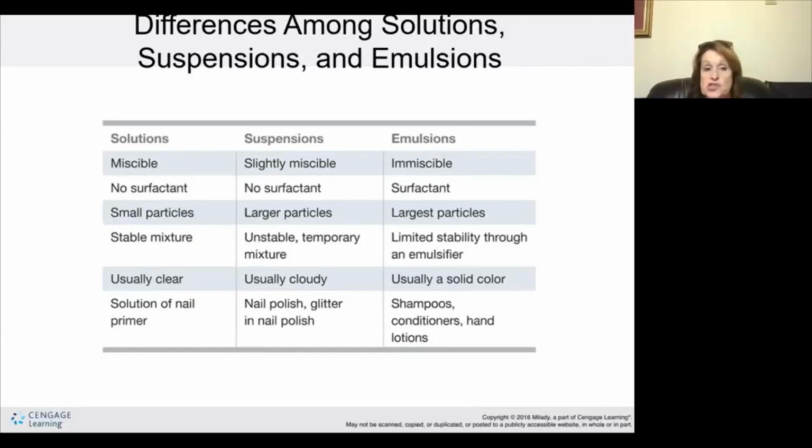The suspensions are usually cloudy, and the emulsions usually have a solid color. Suspensions are things like nail polish with glitter in it. And emulsions are like shampoos, conditioners, and hand lotions.